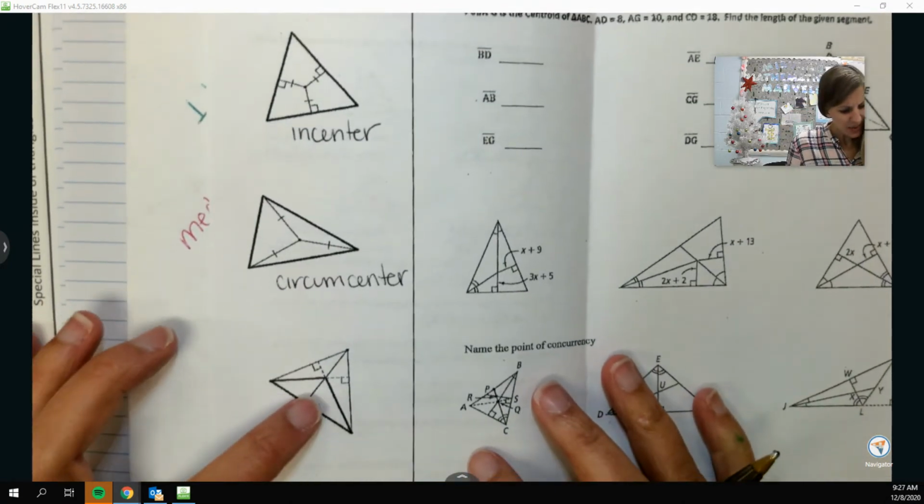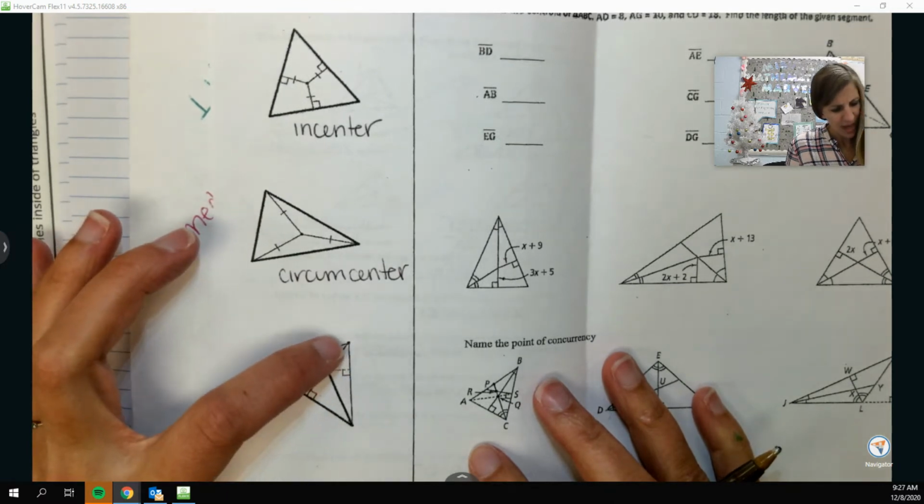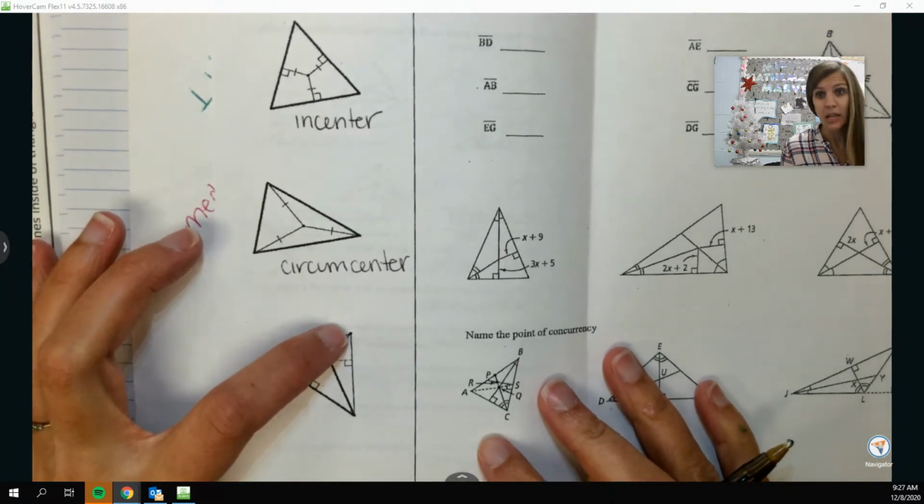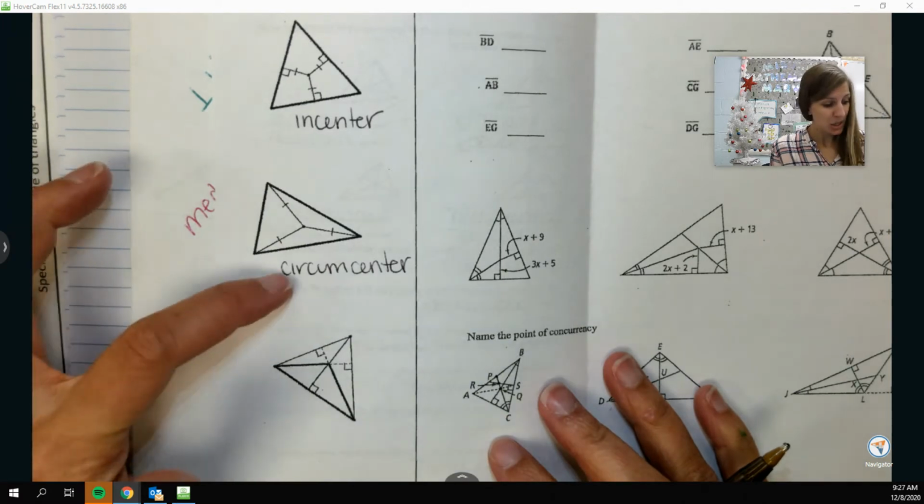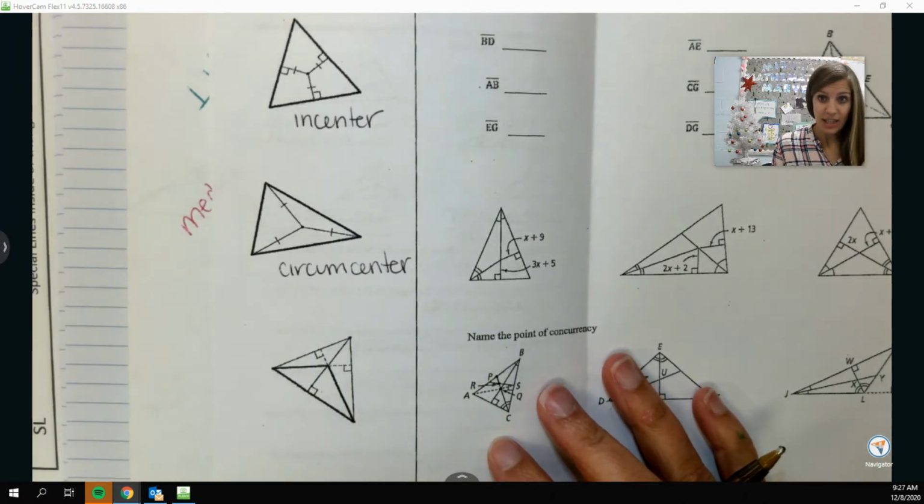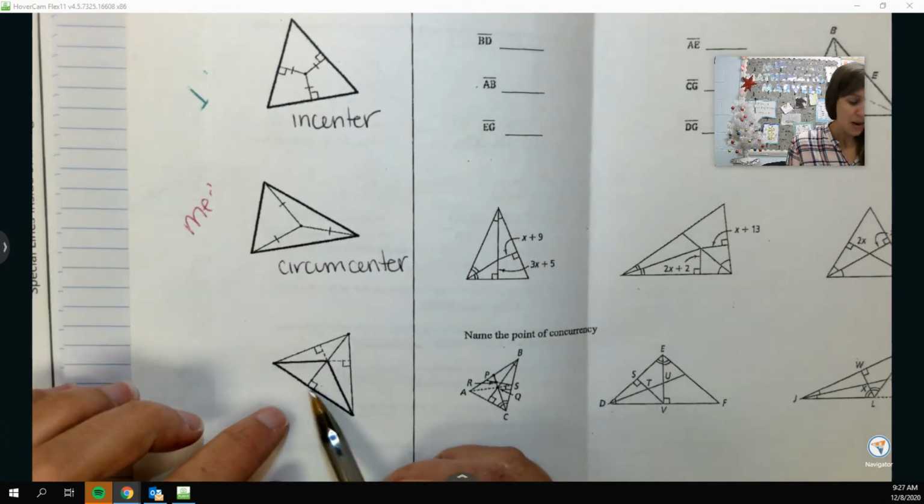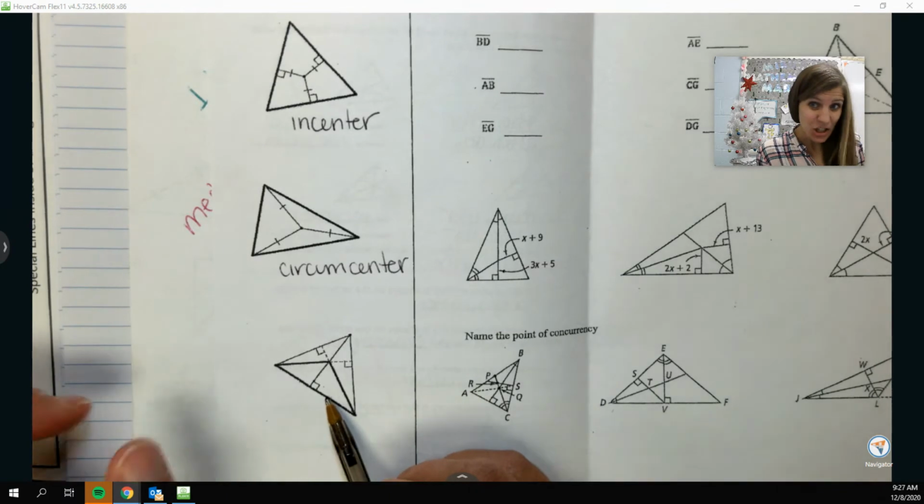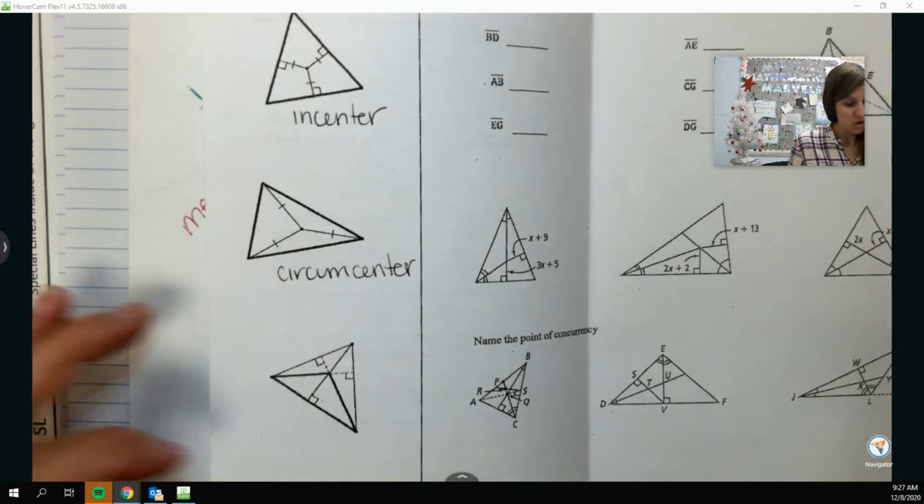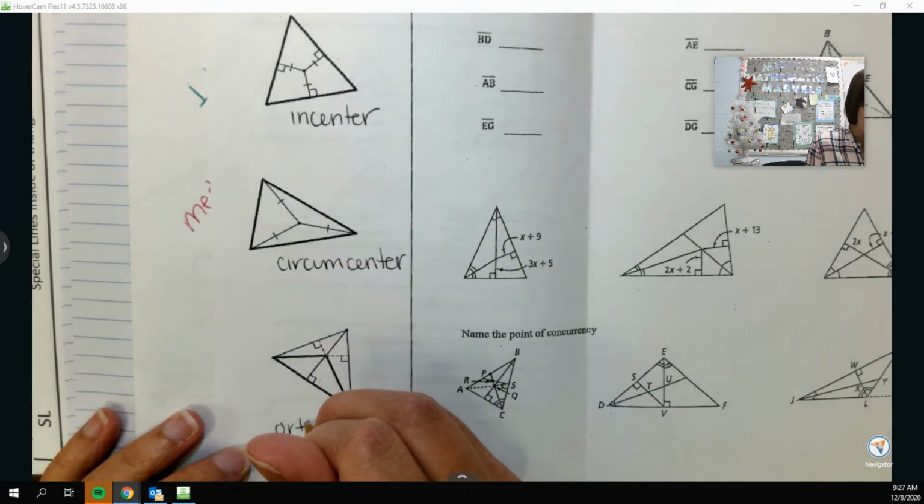And then lastly, this one here, it's showing me that my point of concurrency is outside the triangle. So that narrows it down a bit. It could be a circumcenter or it could be an orthocenter because this triangle is obtuse. And I think it's going to be the ortho because these are not perpendicular bisectors. They are perpendicular, so that makes them just altitudes. So orthocenter.